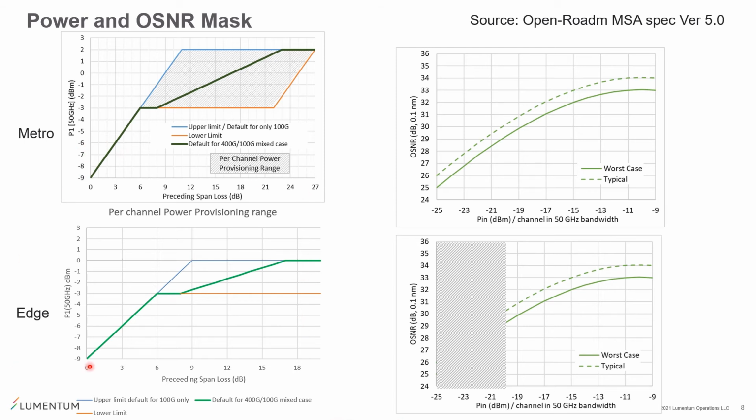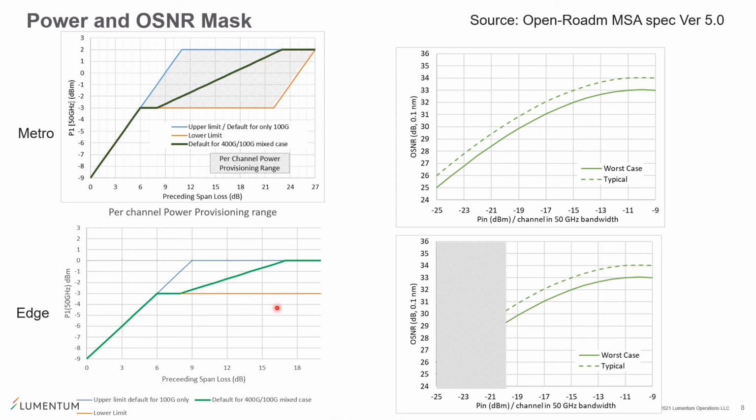In the case of an edge, the cap on the output launch power is given at 0 dBm for a 50 gigahertz power spectral density, and the reason it's done is again to reduce the burden on the amplifiers. As far as the slope of the launch power mask goes, from 0 to 17 dB both graphs are identical.